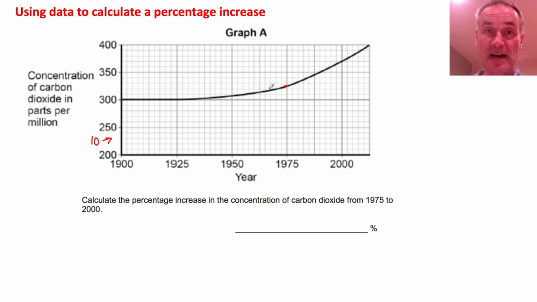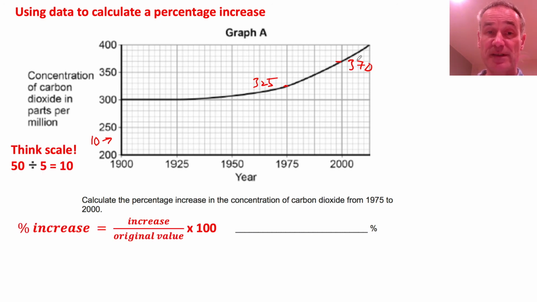1975, I've got 310, 20, 25. So I've got 325. At 2000, I'm here. So that's 350, 60, 70. So therefore, again, percentage increase is increase divided by original value. My increase is 370 minus the 225 divided by original value, 225, and that gives me 13.8%.